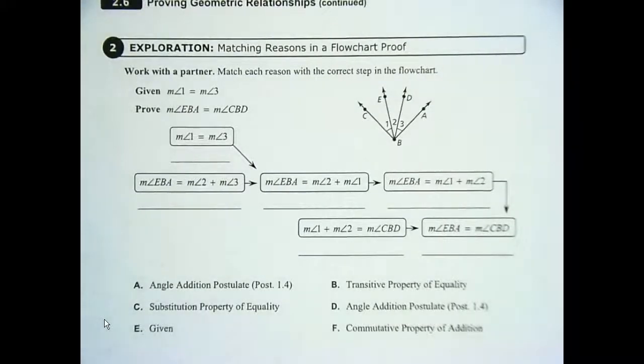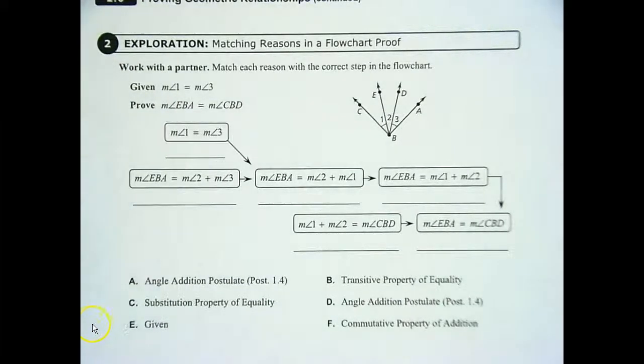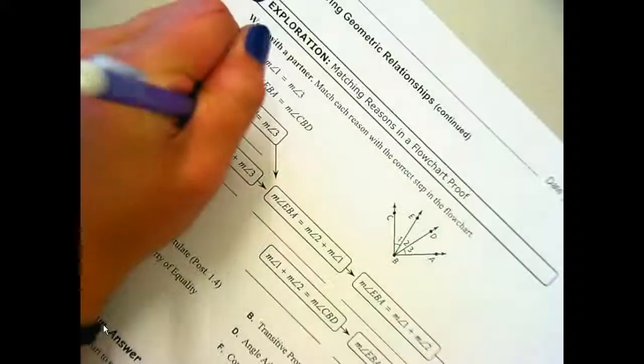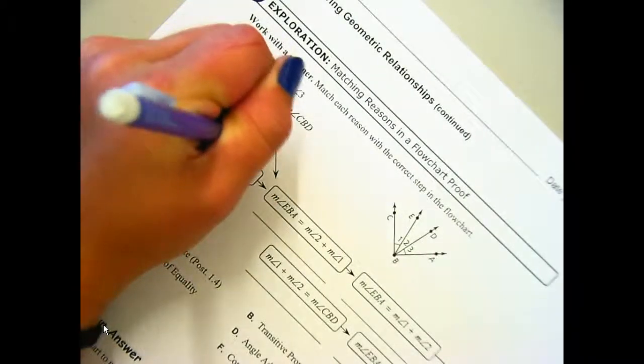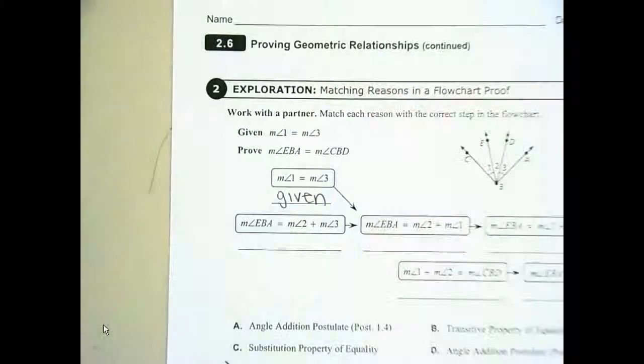Exploration 2, page 60 of your student journal. Off you go. Work with your groupies. Anna, fill it in. Go, Maddie, go. What's the first one? I need the first one.